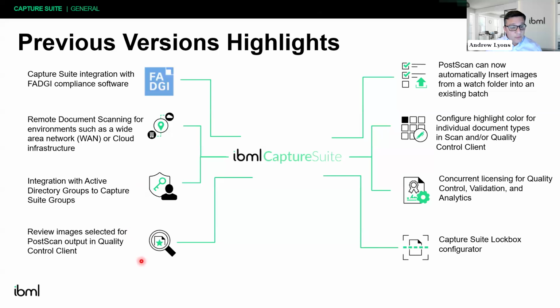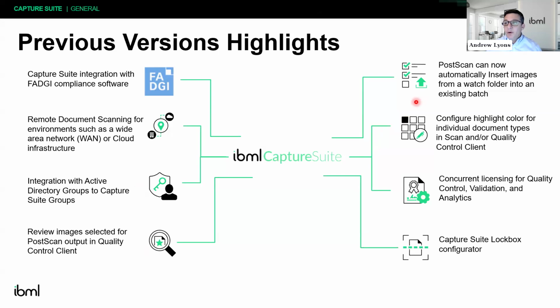For quality control, you can now review images that are selected for your post-scan output and make changes quickly. If you are doing color detect and want to make changes, or one image is better than the other, you can quickly change that before it goes to a searchable PDF, for instance.